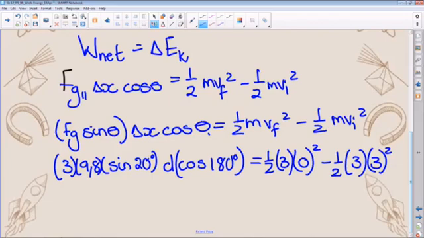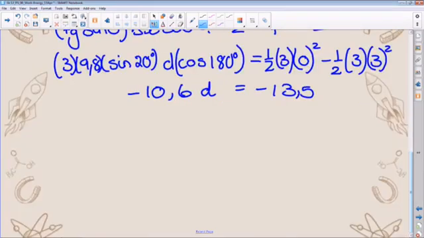So now, we type all of this into our calculators, and 3 times 9,8 times sine 20 is actually 10,6. Cos 180 is minus 1. So that's d. And a half times 3 times naught is naught. Then we've got a half times 3 squared. 3 squared is 9. A half times 3 is 1.5. That gives me minus 13,5. You're just going to have to believe me on that one. I promise I didn't do that in my head. I do have it all written down and worked out.